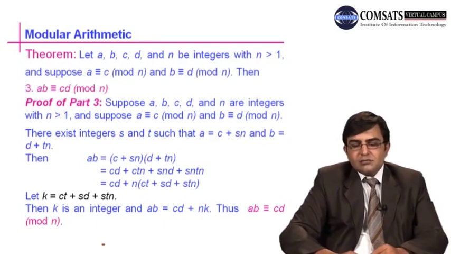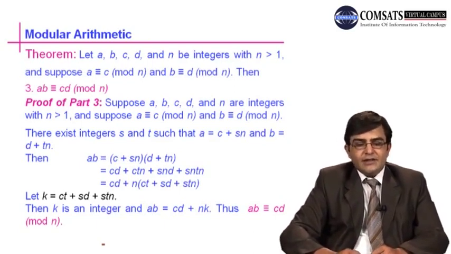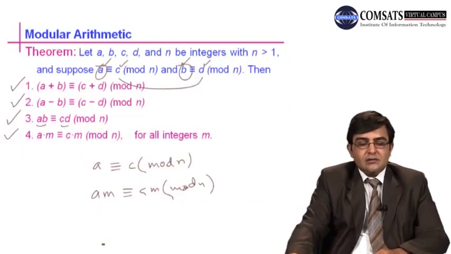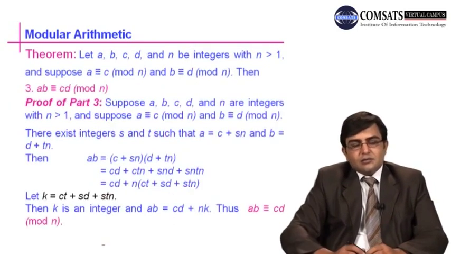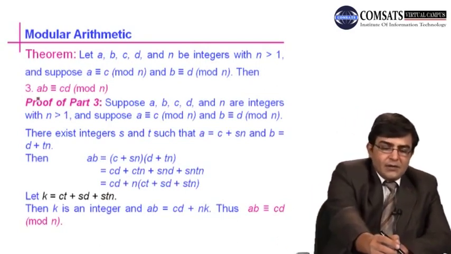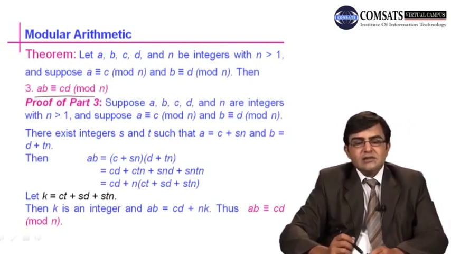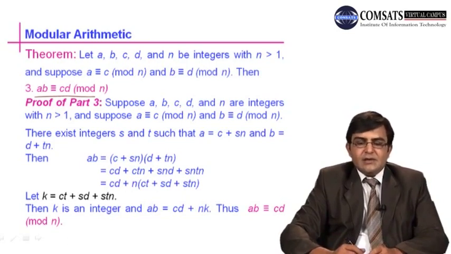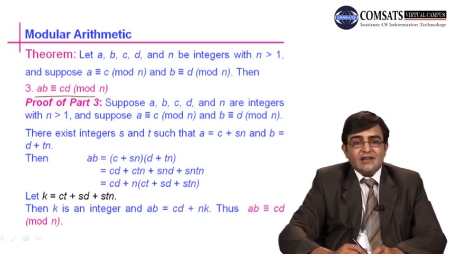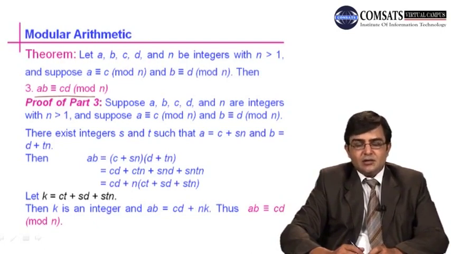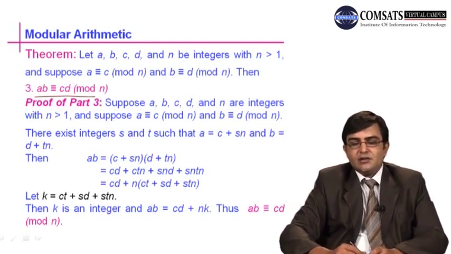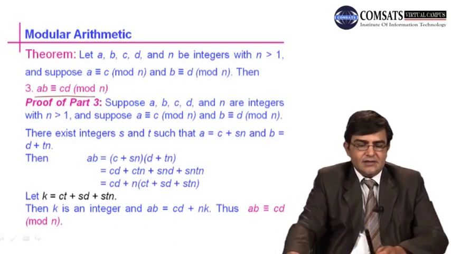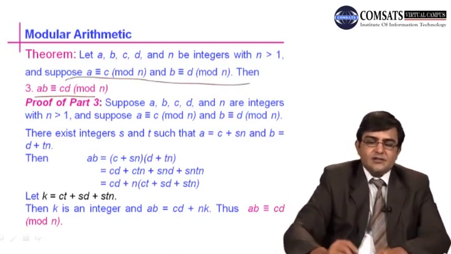So we are going to discuss only the proof of the third part. I left the other parts as an exercise for you. You can do them easily. So now we have to prove ab is congruent to cd mod n. Suppose a, b, c, d and n are integers with n greater than 1, and suppose a is congruent to c mod n and b is congruent to d mod n. This is basically the hypothesis of the theorem.